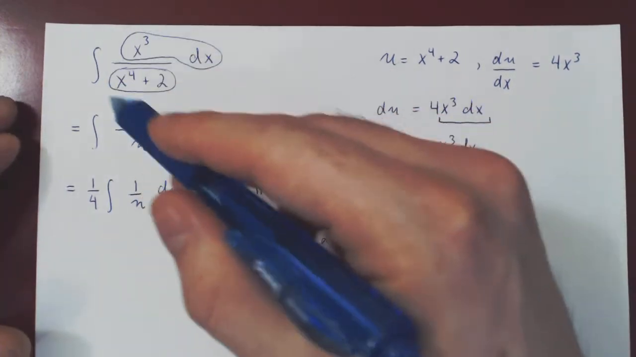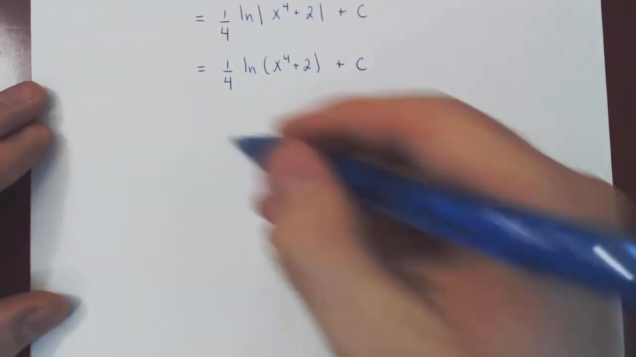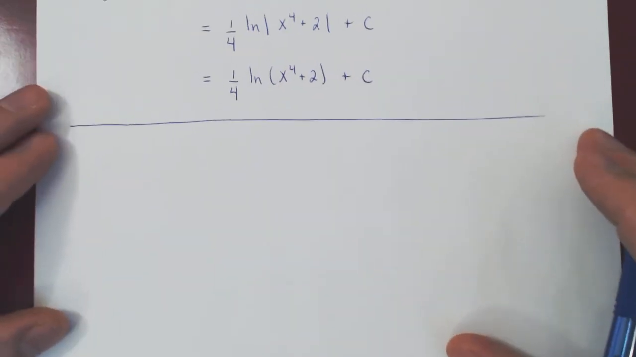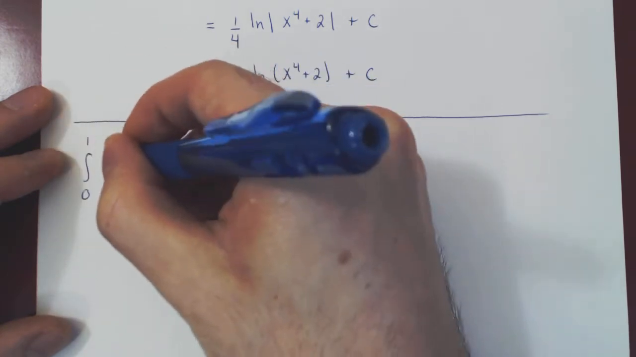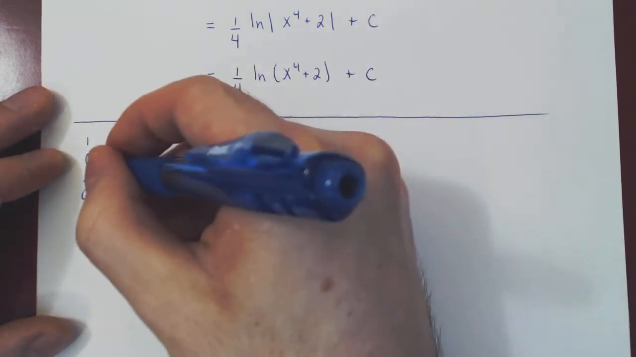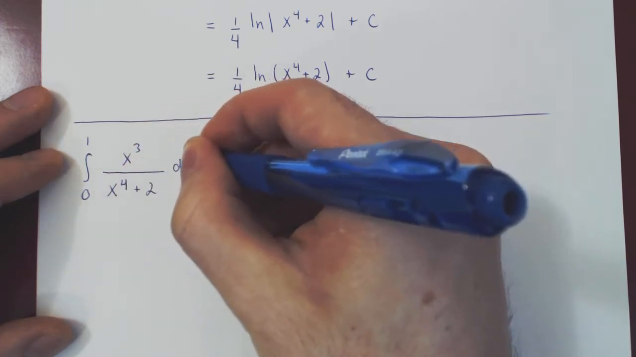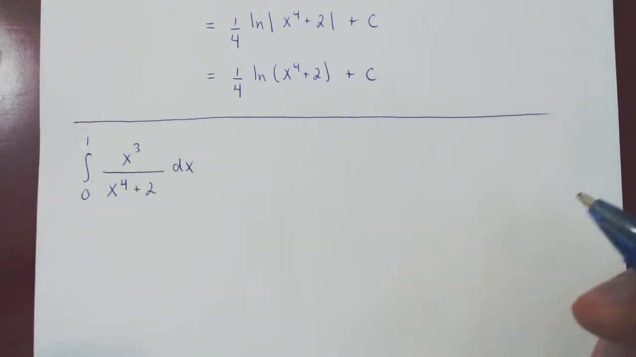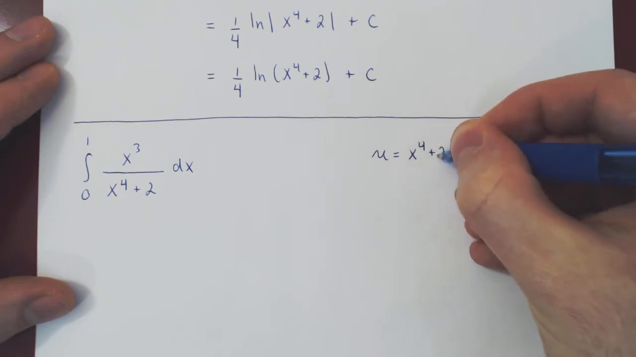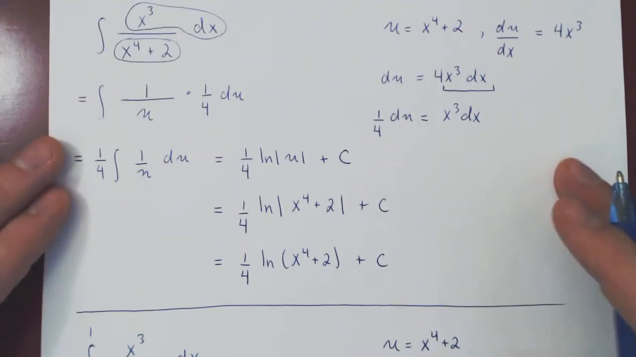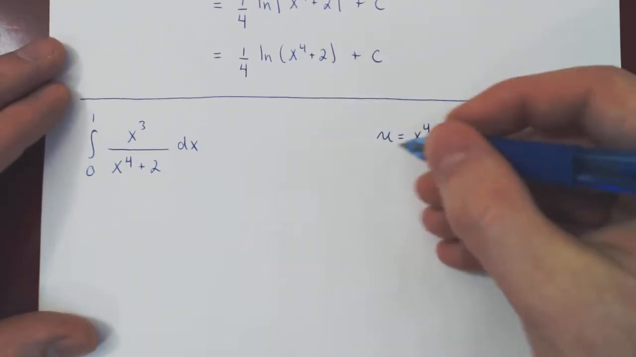What if we now take the same problem but turn this into a definite integral? So what if we ask now to evaluate the integral from 0 to 1 of x cubed over x to the 4 plus 2 dx? Well, everything stays the same. We make the same substitution, right? So we're still letting u be x to the 4 plus 2. And based on the previous work, a quarter du is x cubed dx. So we'll just use that right away.